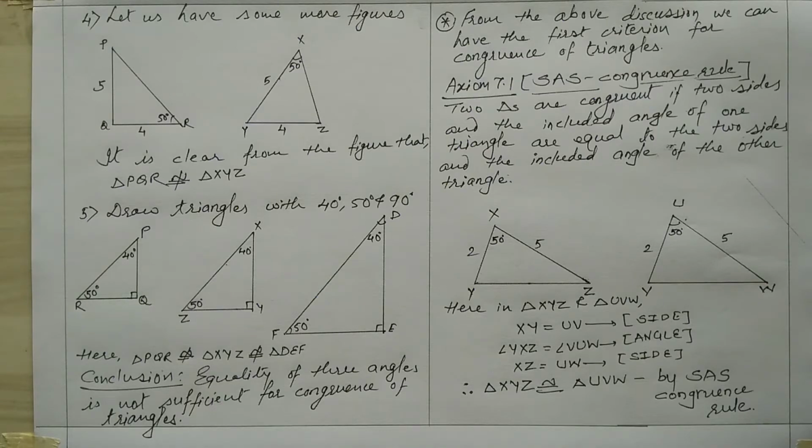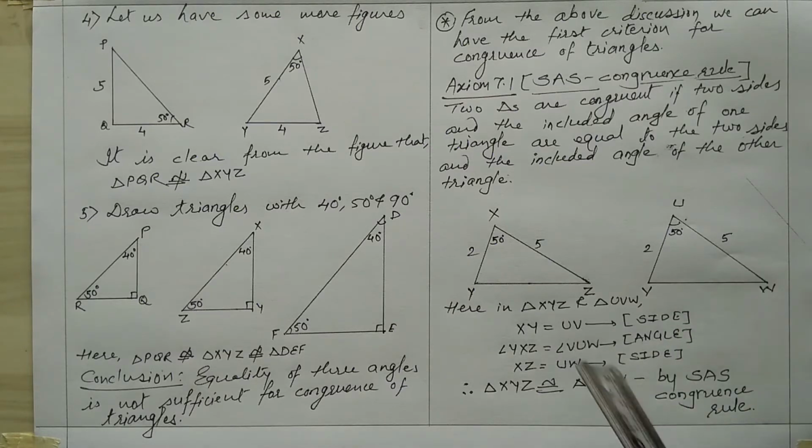Okay, XZ and UW have the same length, 5 units, and between these two sides, XY and XZ, there is angle X, 50 degrees. Same way UV and UW, there is angle U, 50 degrees, and those angles are congruent. So from the figure we can write side XY is equal to side UV, then angle YXZ is equal to angle VUW, okay, and XZ is equal to UW side, so side angle side.